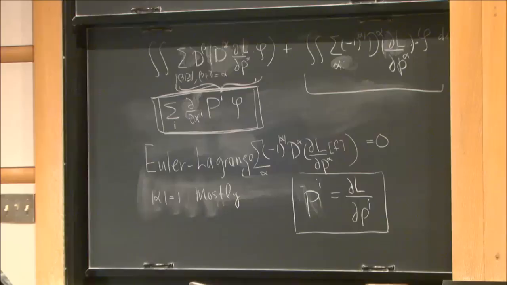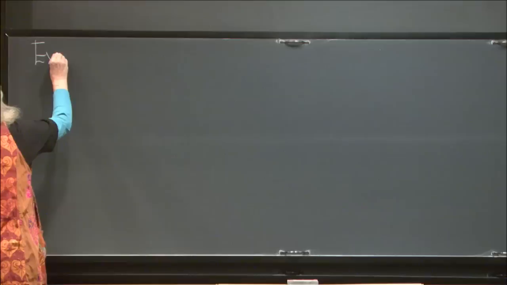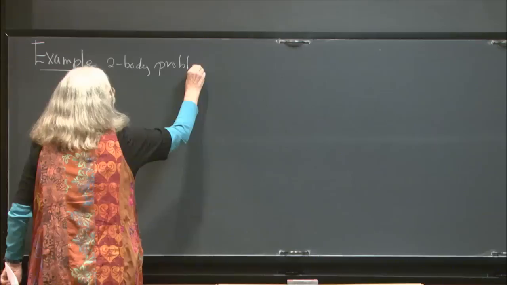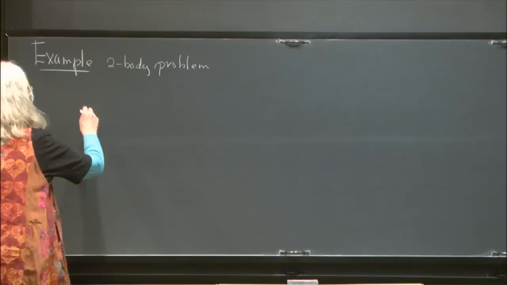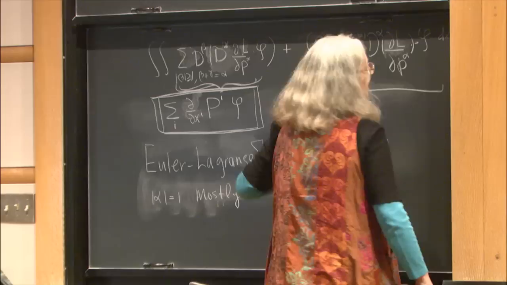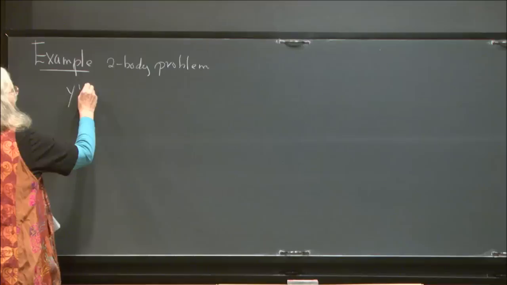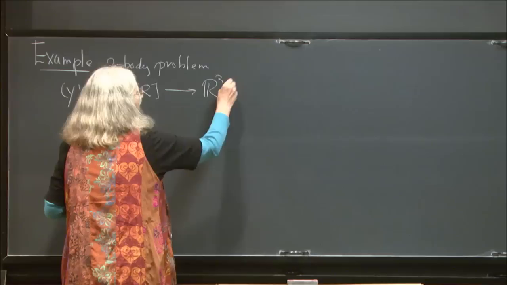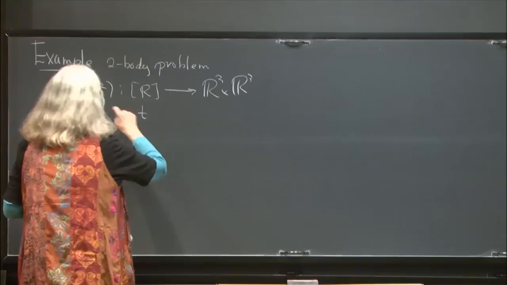So the next thing we'll do is an example, okay? We'll actually do two examples, but the first is the two-body problem, which I hope most of you know what the two-body problem is. We're going to call it Fy, because y is a point. So here we have the position of y2, a map from time R into space, which is R3. And we'll call the variables y.